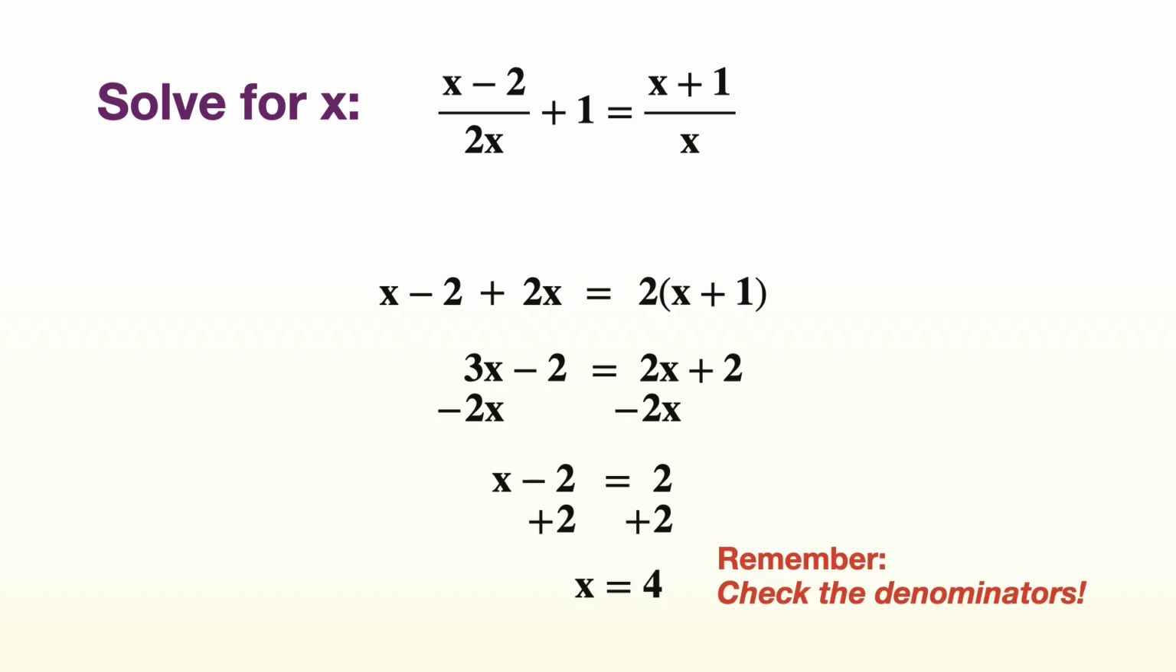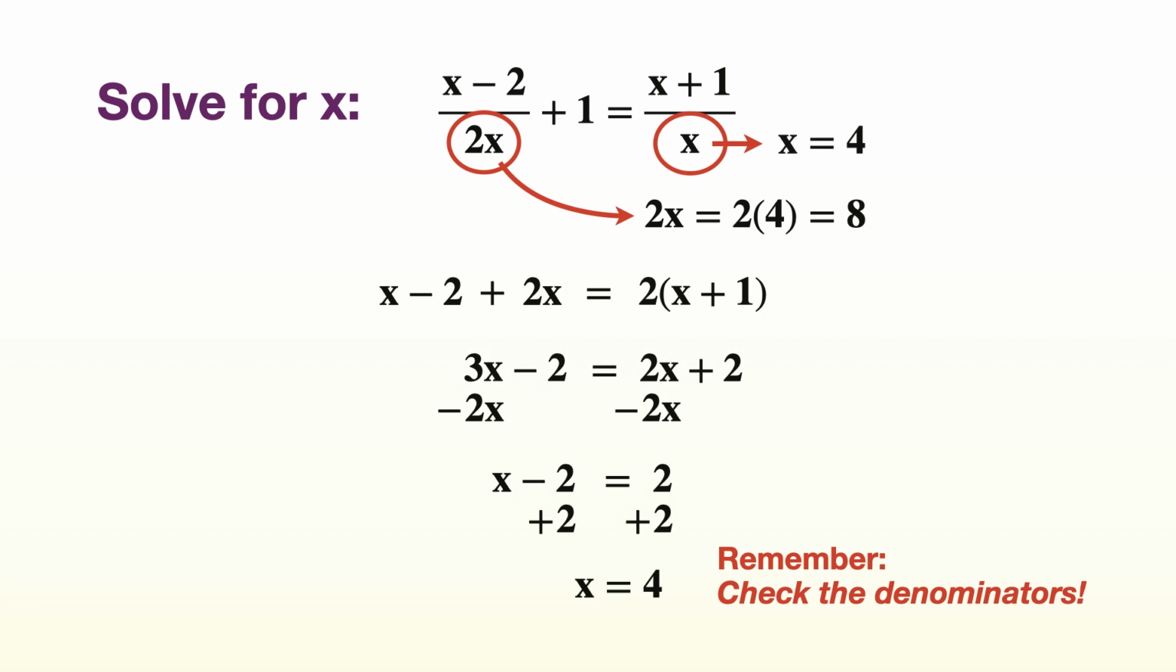But remember, we need to check to make sure that 4 is an actual solution. We do that by substituting the 4 into both denominators to make sure that neither one of them will be 0. The denominator on the left will equal 8, and the one on the right will equal 4. Since neither one of them is 0, 4 is a solution to this equation.